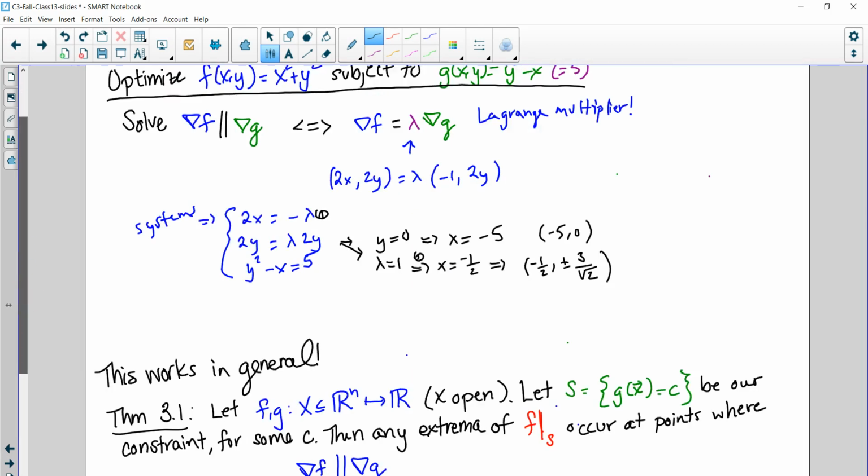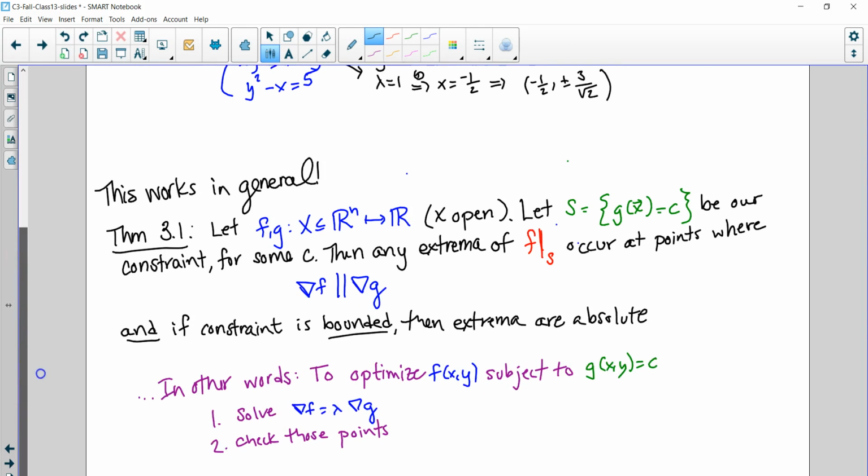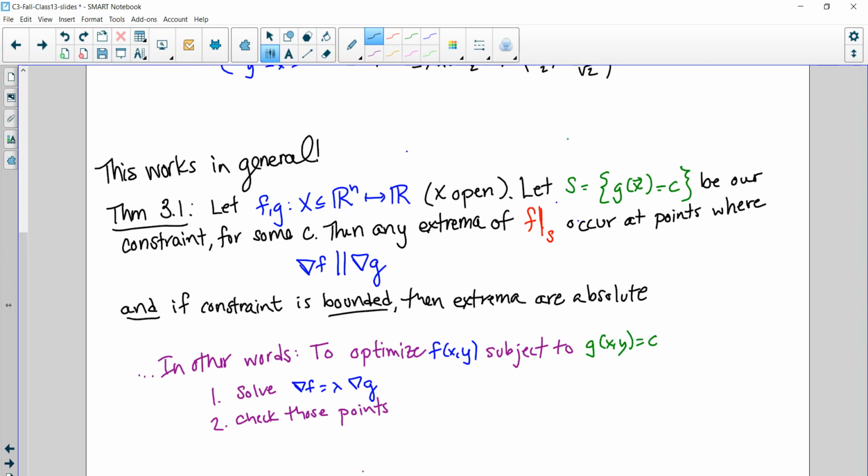Okay, and then this method does work in general. There's a theorem in your textbook, a lot of words, just to say that if your goal is to optimize a function subject to a constraint, solve that equation, making sure to include the constraint equation in there, and then check those points. Okay, so you might need to verify local mins and maxes. Okay, so a little bit of longer video to kind of develop the motivation for Lagrange multipliers, but at the end of the day, I think it boils down to solving a system of equations.